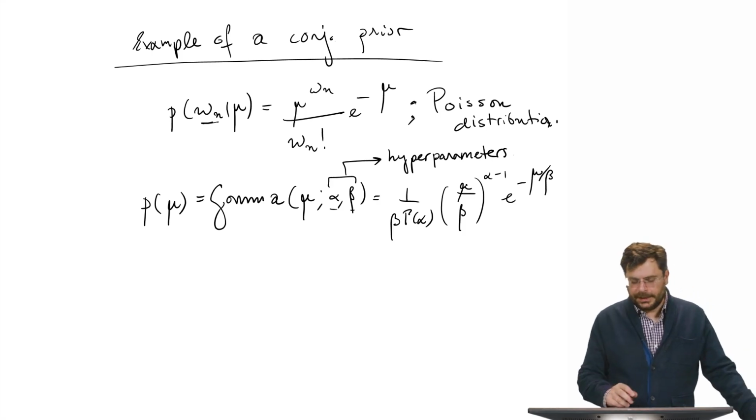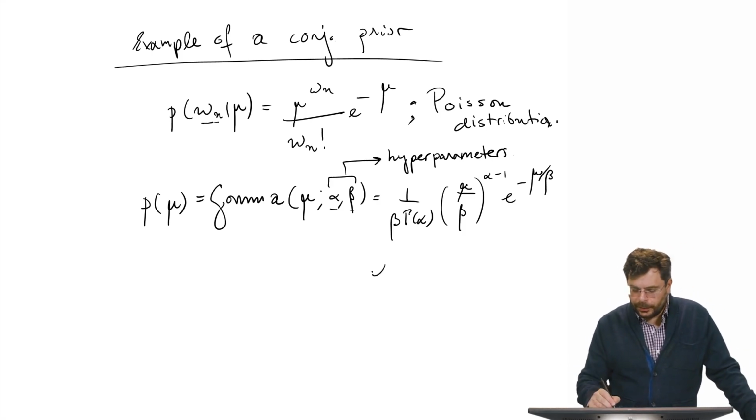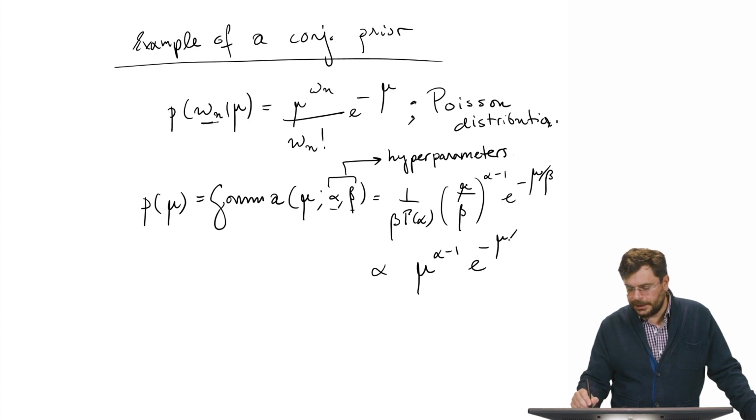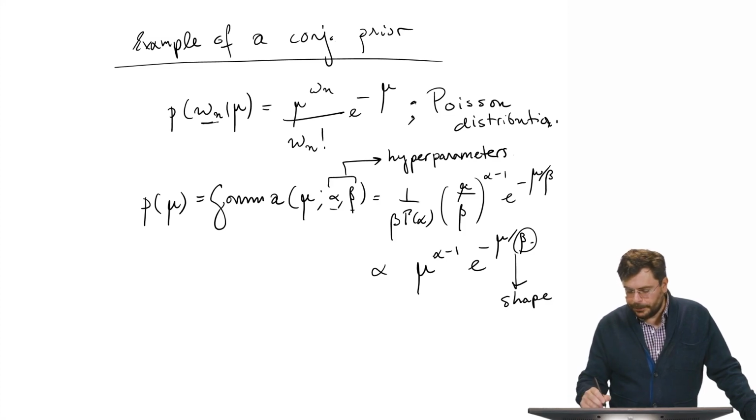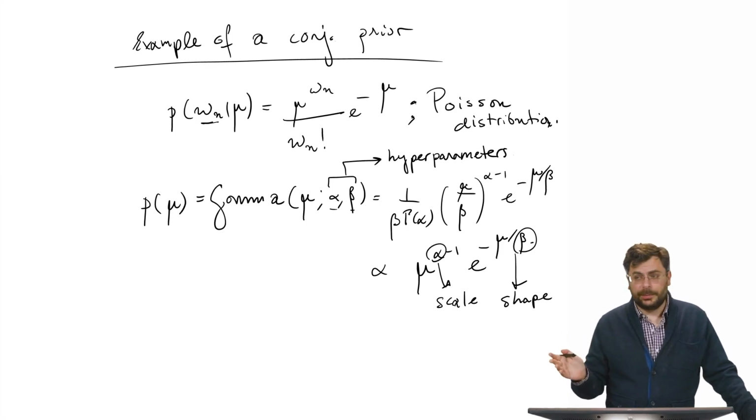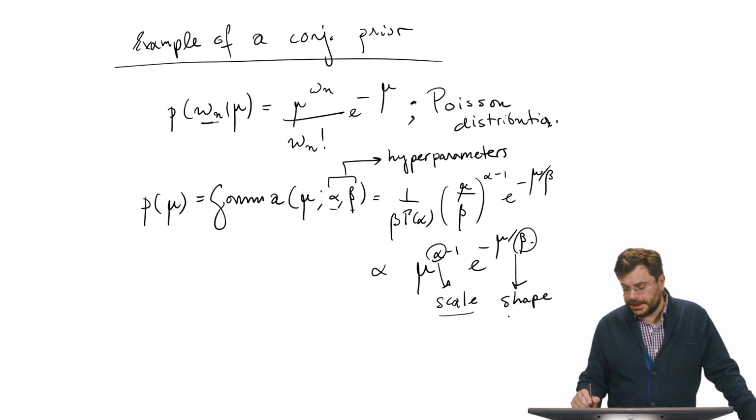That is the gamma distribution. So in other words, it depends on mu to the alpha minus 1, and I have an e to the minus mu over beta. Sometimes people call beta the shape parameter, and people call alpha the scale parameter. Just like we have two parameters in the normal distribution, we call one the mean and one the variance. Here we call one the scale and one the shape.